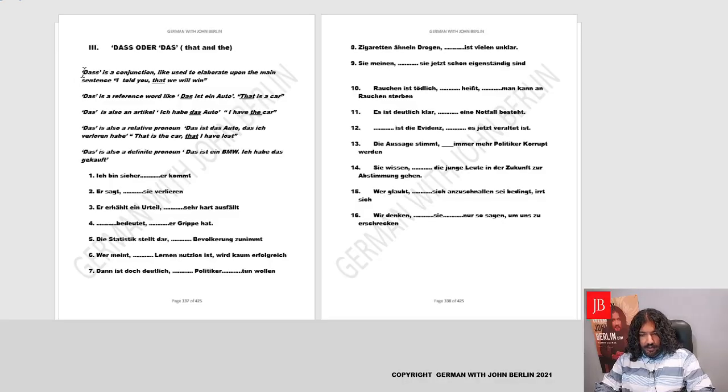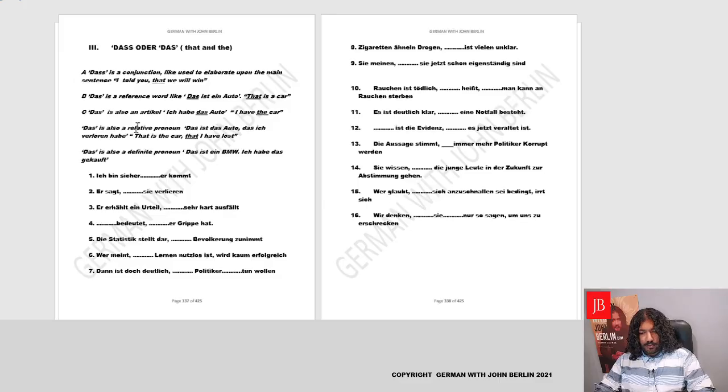Let's call it A, and it's a conjunction. Now das is a reference word, like that is a cup. That in English is also known as das in German. It's not an article here, it's a reference word just like that. So das ist ein Auto means that is a car. So let's call this B, when we are dealing with das as a reference word. Now when you have das as an article, ich habe das Auto, I have the car. The is an article, so we'll call it C: das is an article.